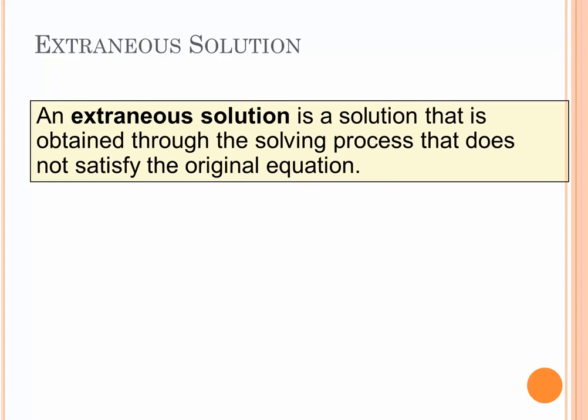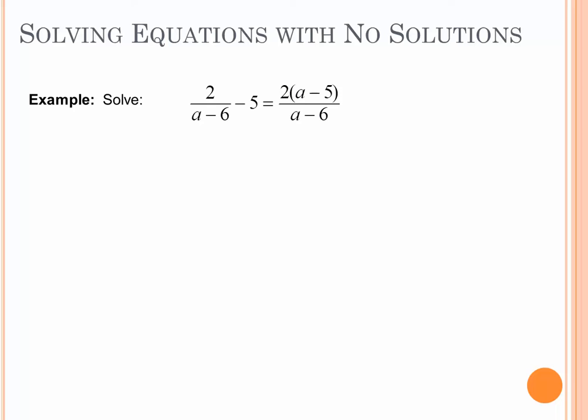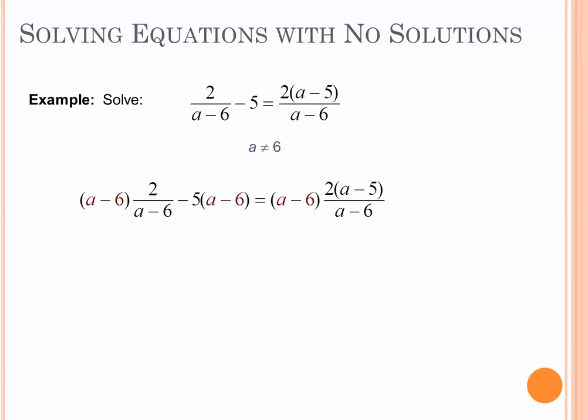An extraneous solution is a solution that is obtained through solving that does not satisfy the original equation. So for example, if you take 2 divided by a minus 6, minus 5, equals 2 times a minus 5 divided by a minus 6. We first have to note that a is not allowed to equal 6 because this would make our denominator 0. Then we find our common denominator, which is a minus 6. So we're going to multiply each term by a minus 6.